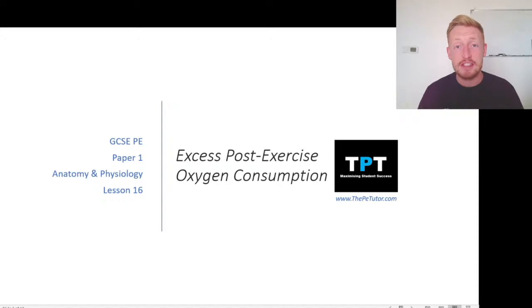We are in the GCSE PE Portal today, lesson 16, which is from the Anatomy and Physiology section from paper 1, and we're going to look specifically today at EPOC, or excess post-exercise oxygen consumption.